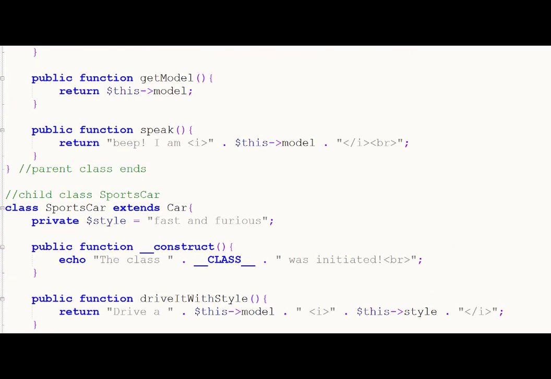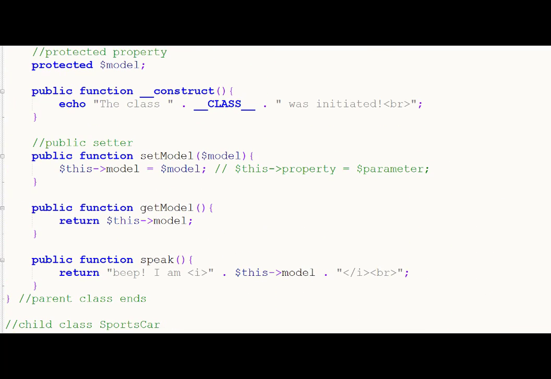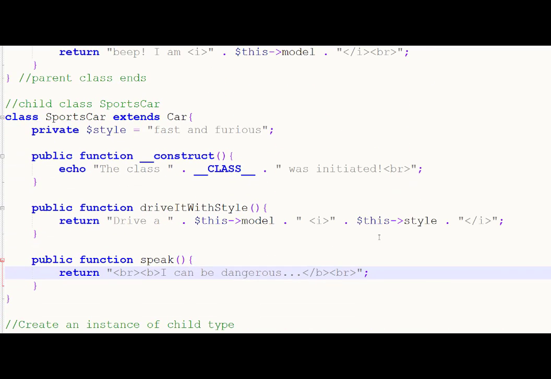Where did I declare this property? This is actually coming from the parent. Since it's protected, the child can use it as if it owns it. And the other property that I have in the child is this style. The style is a property that is locally defined, and model is a property that's coming from the parent.